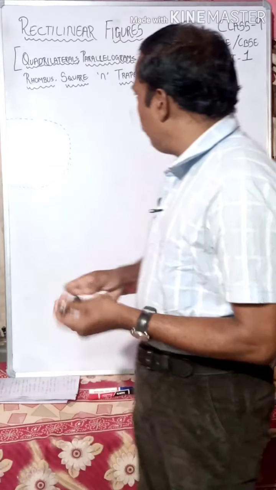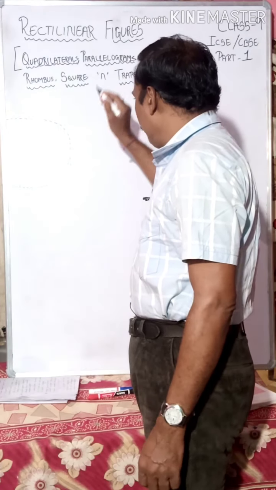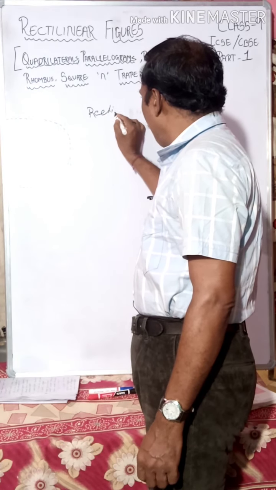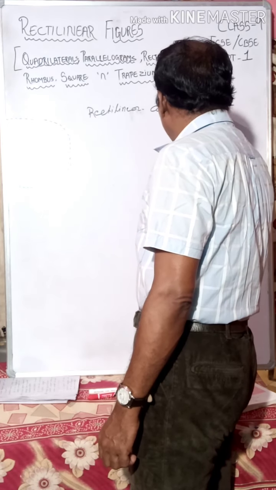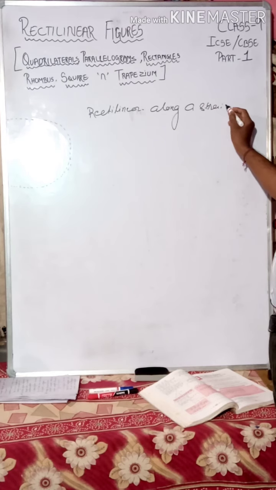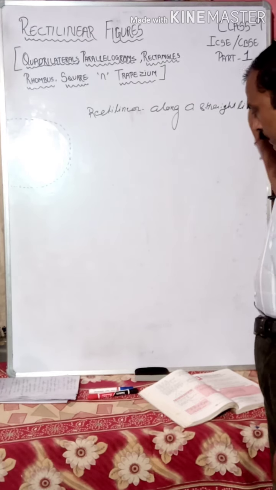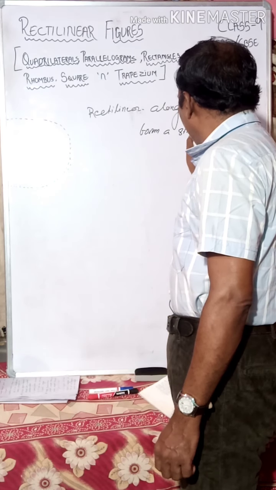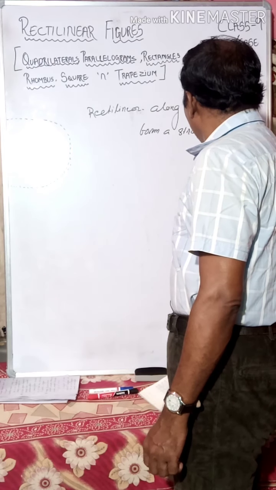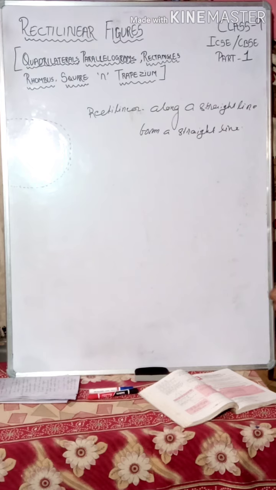So what is rectilinear? Rectilinear means along a straight line, of a straight line, means a straight line. Rectilinear means simply, we can understand, along a straight line, or form a straight line. Rectilinear means straight line.